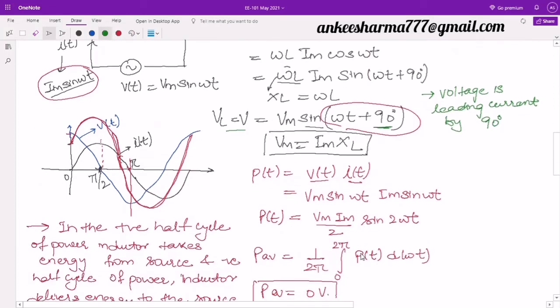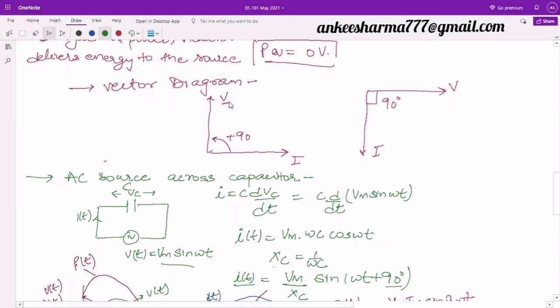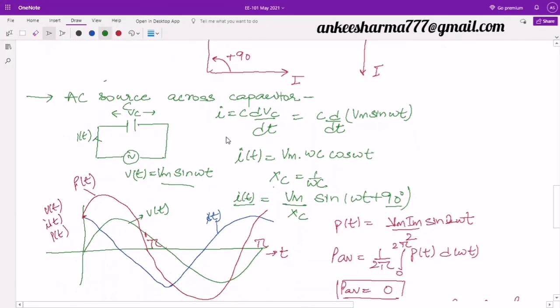Right. Then we have seen that the average value of the power in the case of only an inductor is equal to 0, because in the first half cycle the inductor is consuming energy and in the second half cycle it is delivering energy. So the total power is equal to 0. Then we have seen these vector diagrams. We can denote either of these two ways, but we prefer mostly this, voltage on the x-axis as a reference, that is 0 degrees, and current is lagging in comparison to the voltage, so we have drawn it towards the downside.